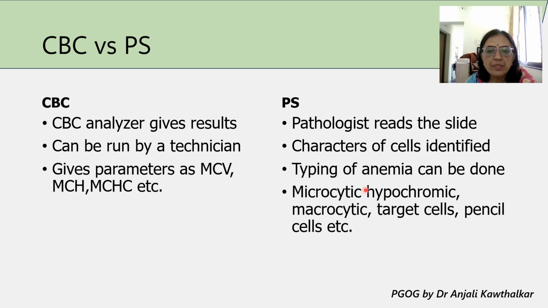Microcytic hypochromic RBCs, macrocytic cells, target cells, pencil cells, such type of abnormal cells are identified whenever a peripheral smear is examined. So for us, it is important to remember that only CBC is not sufficient. CBC with peripheral smear is more informative to know the type of anemia, to come to a probable diagnosis of the cause of anemia.